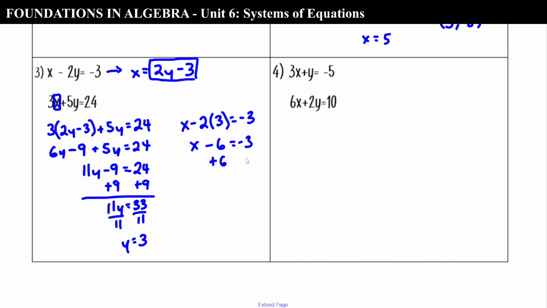And when you add 6 to each side, that's going to give you, let me clean that up a little bit. Try to make my work neat. Add 6 to each side. That's going to give us x is equal to positive 3. So our answer here is 3, 3.